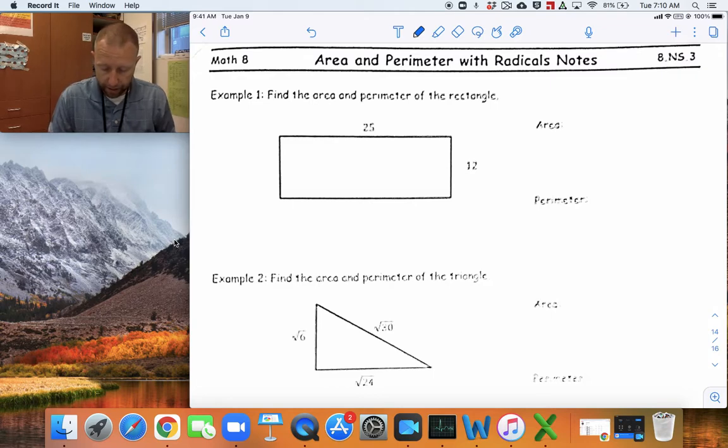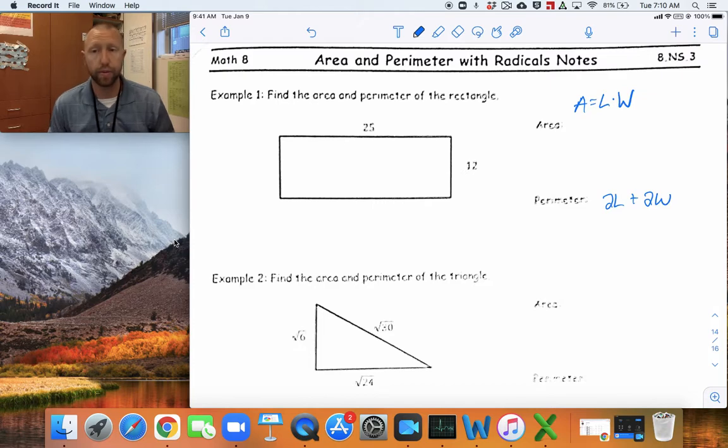So for area, I'm going to write that out here off to the side for a second. Area equals length times width for a rectangle, right? And then perimeter for a rectangle is add up all the sides, but really, two of the sides are the same. It's 2 times the length plus 2 times the width, okay? And I'm just going to put in what I know.